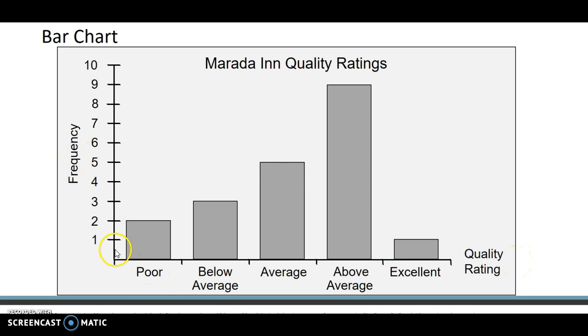Then we mark off our units. When we're using mathematical or numerical units, we want to make sure that these numbers are evenly spaced. There's no difference between the distance between 0 and 1, 1 and 2, 2 and 3, etc., 7 and 8, 9 and 10.